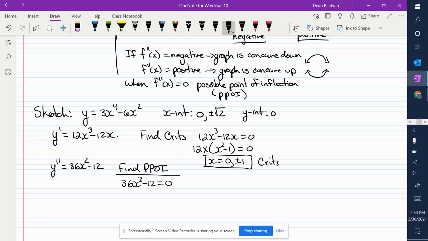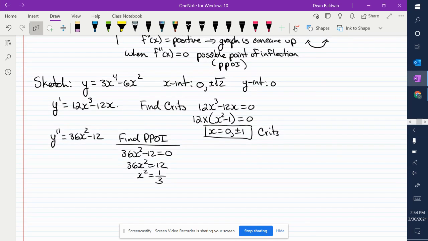How do you solve that? You can factor out, or you can move the 12 over and divide by 36. It doesn't really matter. Okay, so you divide off 36, you get 1/3. What do I do then? Square root it. Yes. So x is equal to, when you square root something, you get positive and negative. So it's plus minus 1 over root 3. Those are your PPOIs.